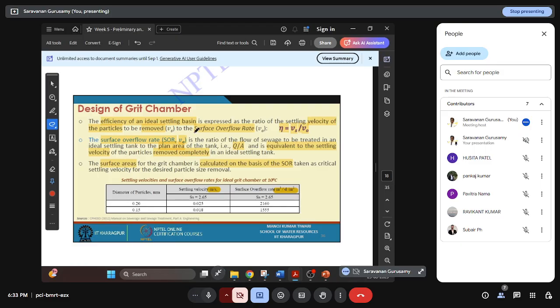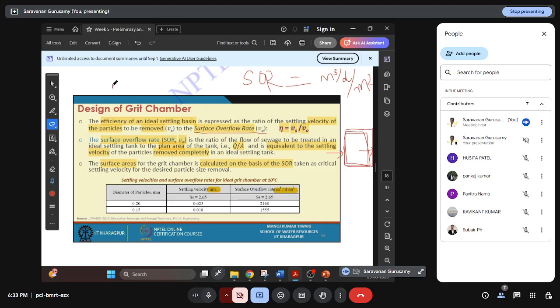We have to know another parameter called surface overflow rate. Surface overflow rate: how many meter cube per day of water is going through 1 meter square of surface area. That is called surface overflow rate. If it is the top view of the tank, water is coming in, water is going out. So this much surface area is taken. Top view, I am saying about the top view. How much flow is there? That's called surface overflow rate.